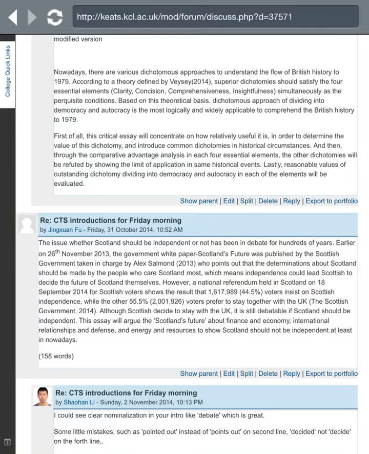And finally, lastly, "reasonable values of outstanding dichotomy into democracy and autocracy in each of the three elements will be evaluated." It doesn't really make any sense. Okay, so I can see what you're trying to do here. I understand and I understood what you told me in our tutorial, but this is not explained enough so that a non-specialist reader could understand. So try to explain it more clearly. There's some really good writing there.